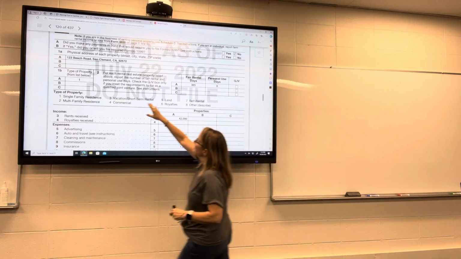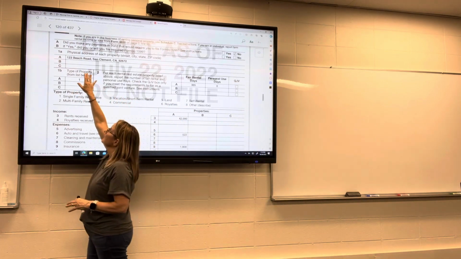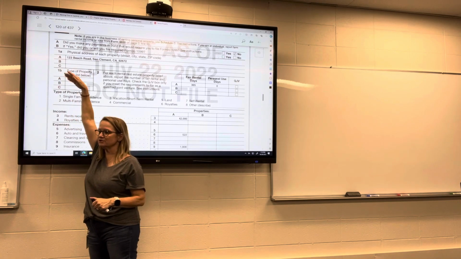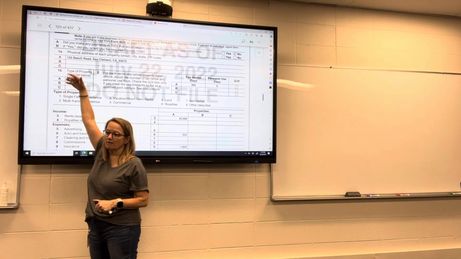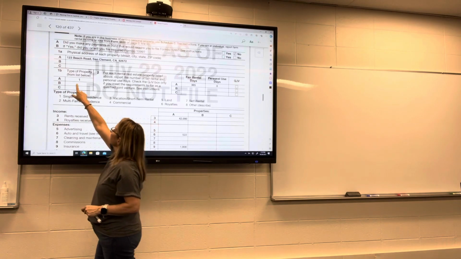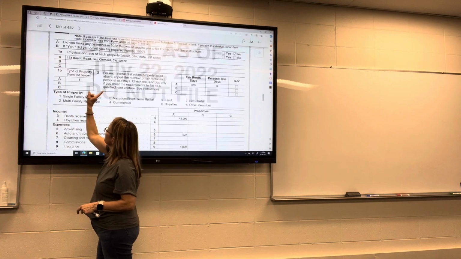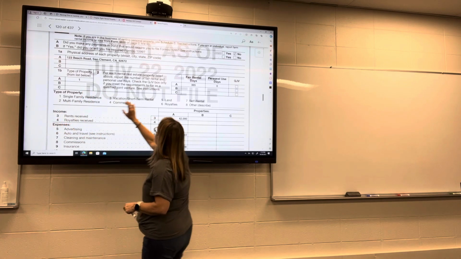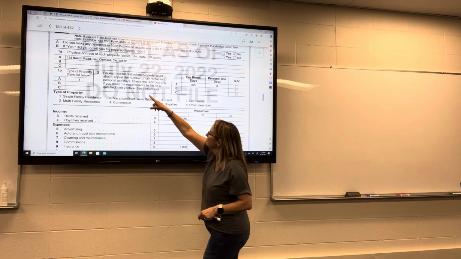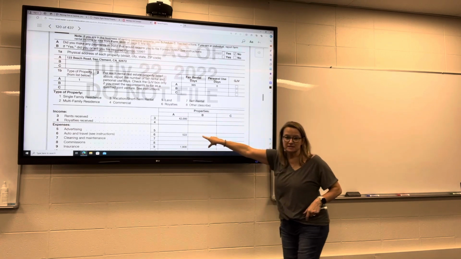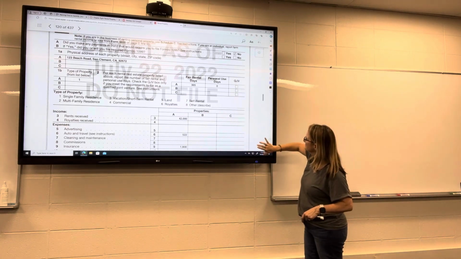Okay, so each of these rows, and of course, if we have more than 3, we're going to add additional Schedule E's onto this. Each row up here pertains to the rows down here. And then each of those rows pertains to a column here. This is the income statement part.